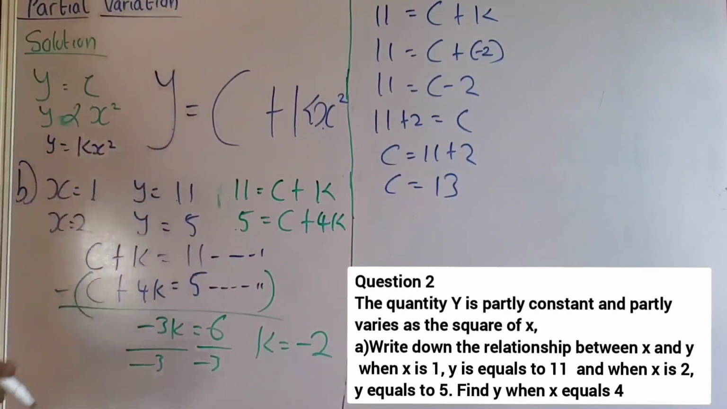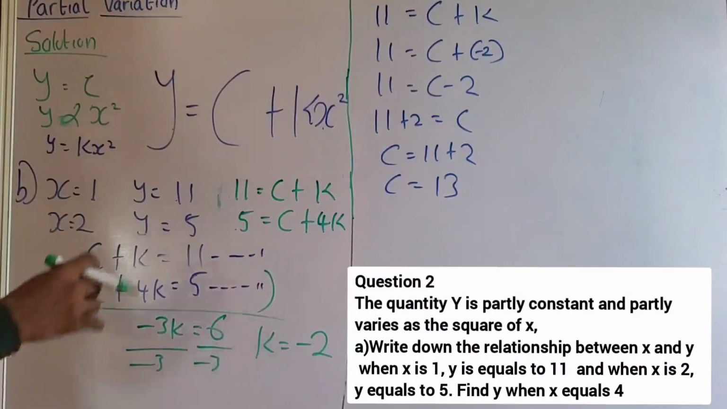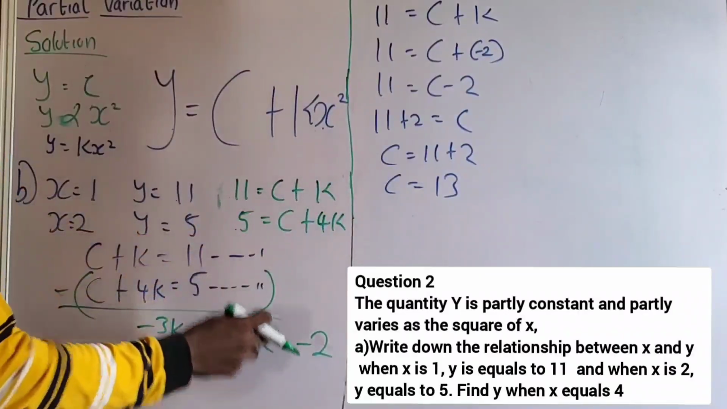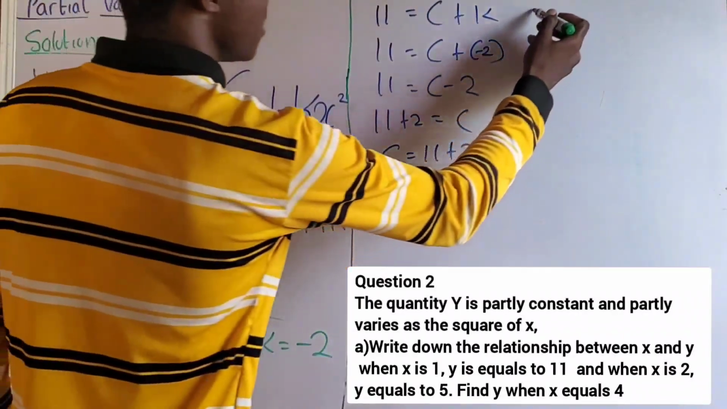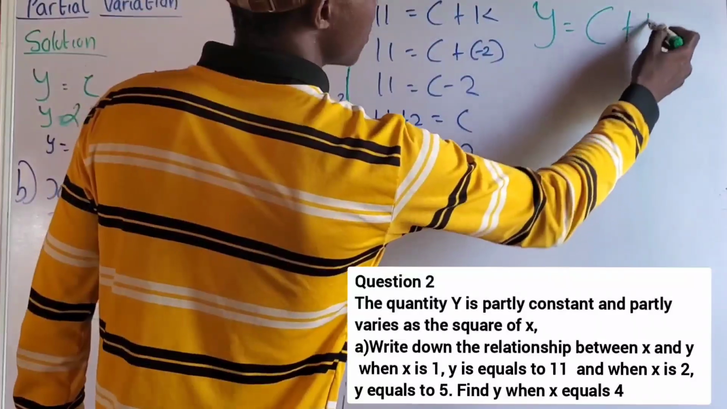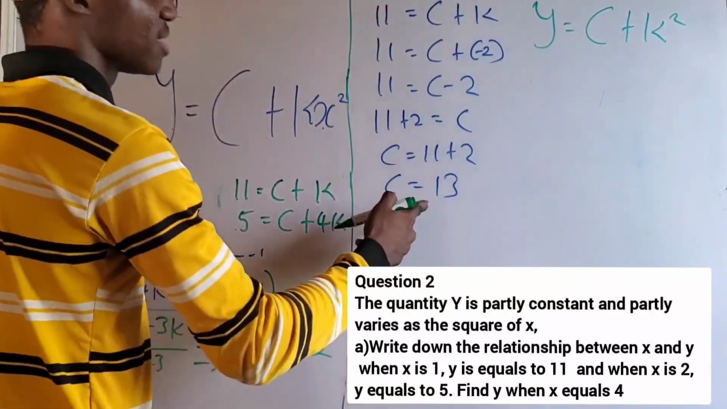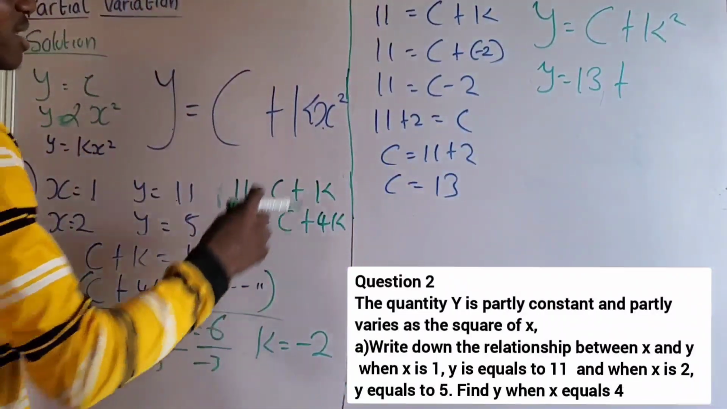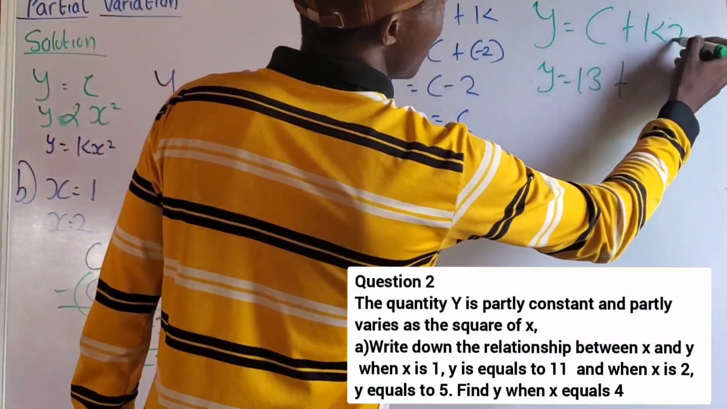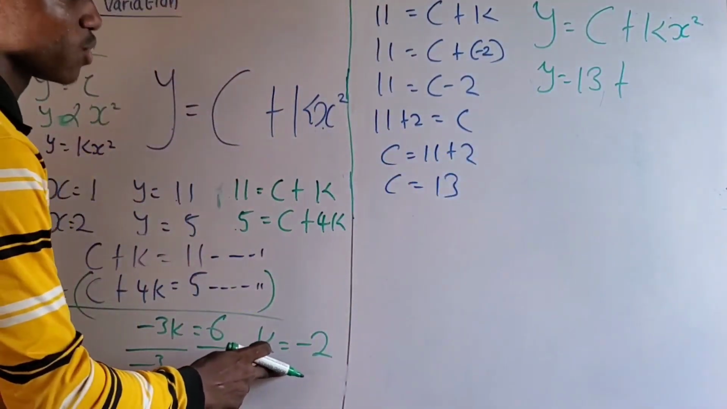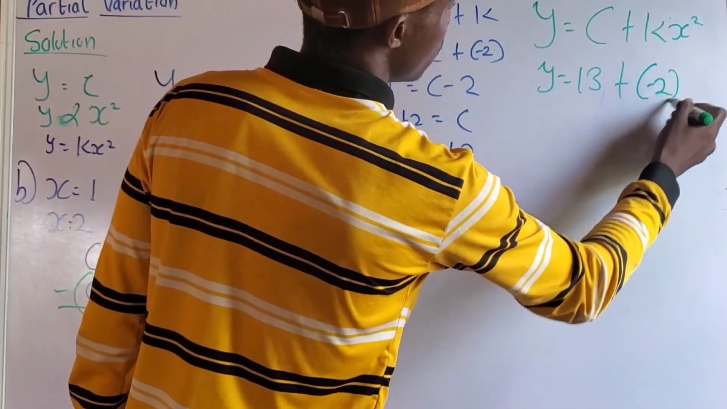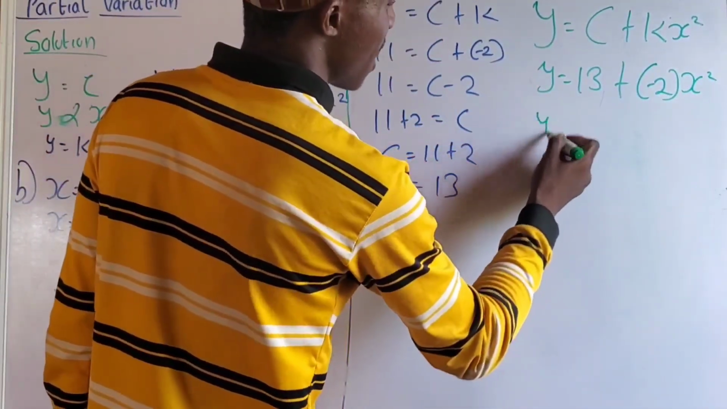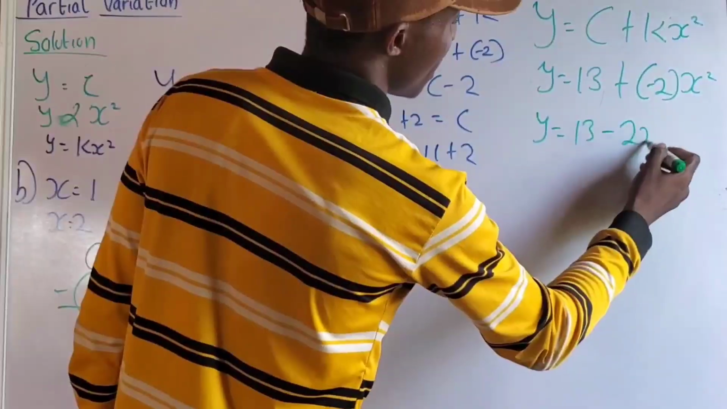Now, come back to the relationship and substitute the value of C as 13 and K as minus 2. I'm going to have Y equals C plus K x squared. Now, when C is 13, I'm going to have Y equals 13 plus K. Oh, sorry, it's not Kx, it's Kx squared. Now, K is negative 2, so I'm going to have minus 2 multiplied by x squared. So Y equals 13 minus 2x squared.